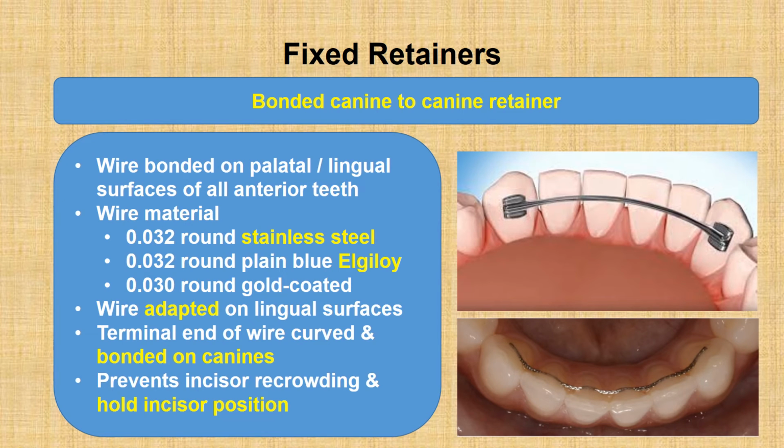Now the next fixed retainer is the bonded canine to canine retainer. The wire is bonded on the palatal and lingual surfaces of all the anterior teeth. So the bond is not just on the canines, but on all the anterior teeth. The wire can be made from stainless steel, plain blue alloy or gold coated wire. The wire is adapted on the lingual surfaces, and the terminal ends are curved and bonded on the canines. It prevents incisor recrowding and holds the incisors in position.